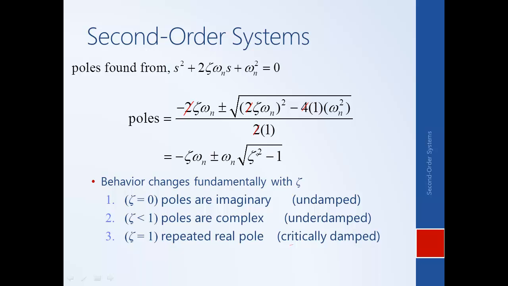If zeta is greater than 1, then this is positive, and we'll have a real number plus a real number and a real number subtracting a real number. And so we'll have real poles again, but they'll be different values. So we'll have two distinct real poles, and this is termed overdamped, where again we have no oscillation.